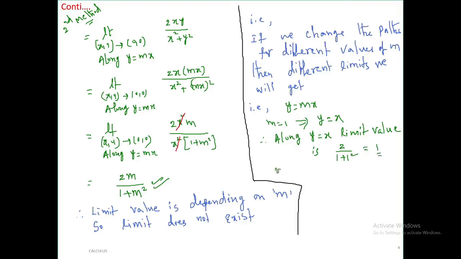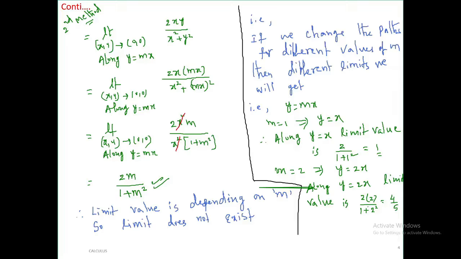Next, let us choose m is 2. So m is equal to 2. That means what? Y is equal to 2x. So this is second path. So again, along y is equal to 2x, limit value is substitute m is 2 in this. 2 into 2, 4, divided by 1 plus 2 square, 5. So what is the answer? 4 by 5.